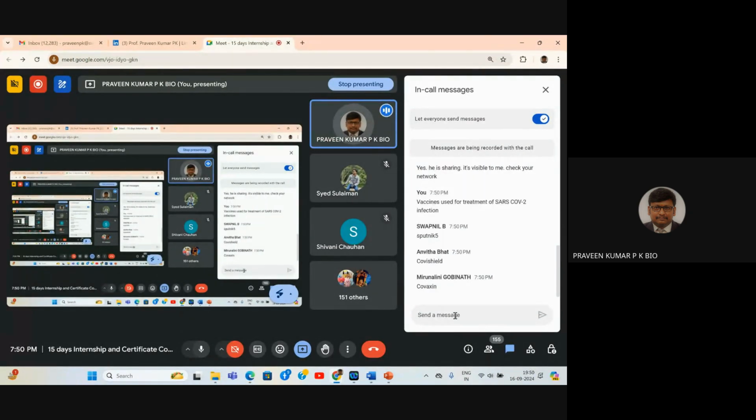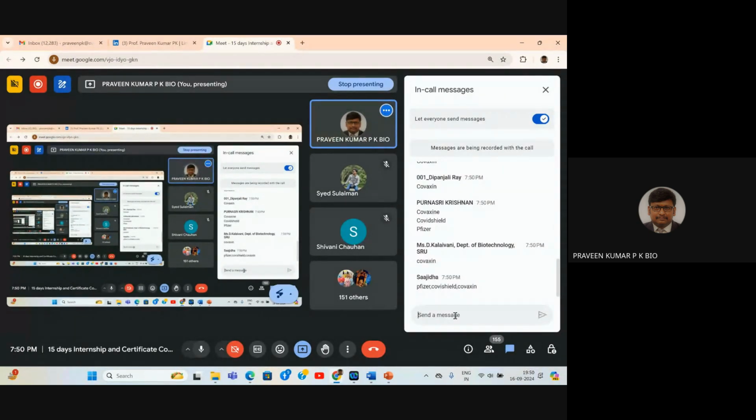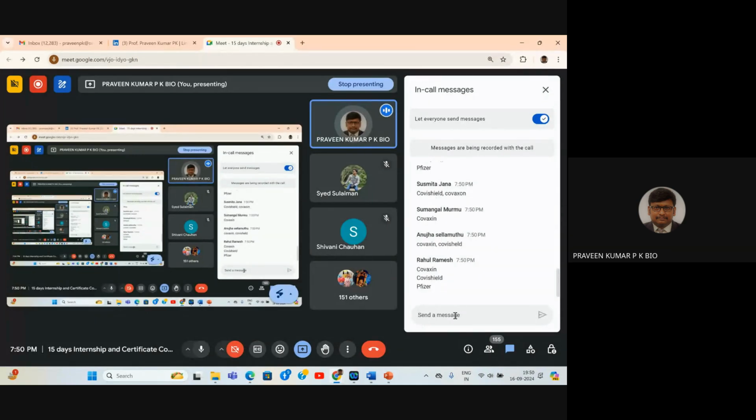The government of India has come up with some free vaccines, isn't it? If not Sputnik, the government of India has sponsored Covishield and Covaxin. So many of you remember these vaccines, isn't it? Covishield, Covaxin. Okay, so now this is frozen. Now we can start. Stop. I can ask you the second question.